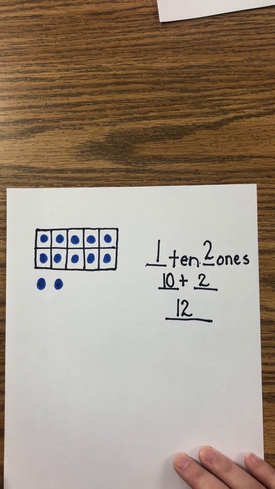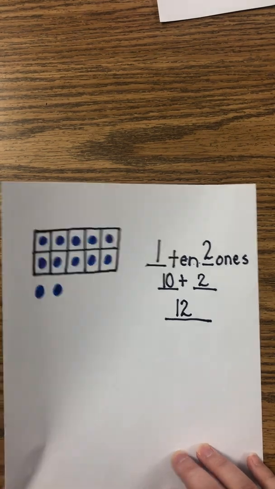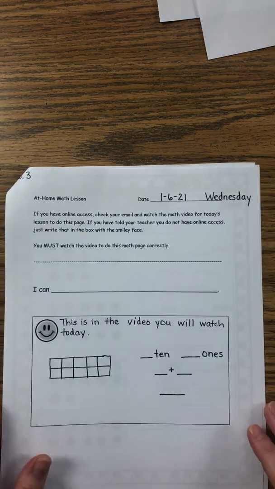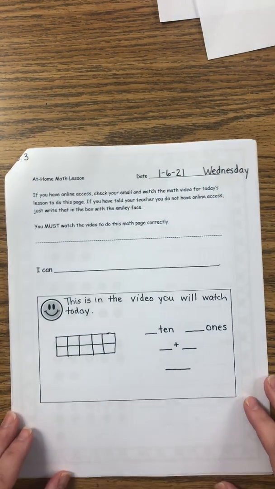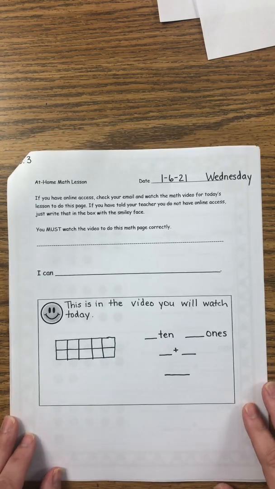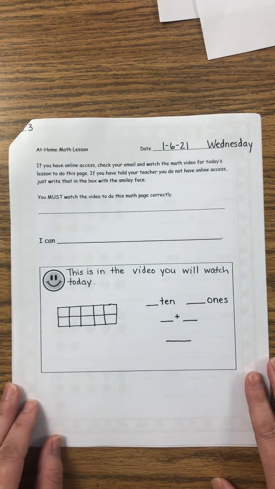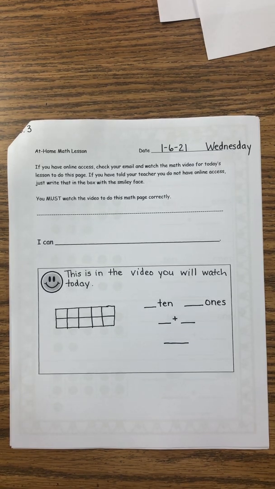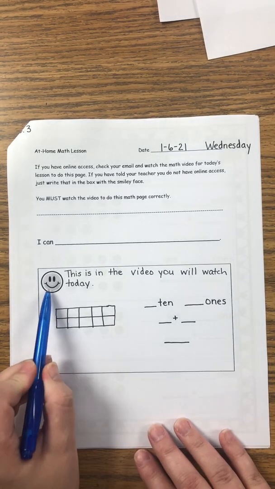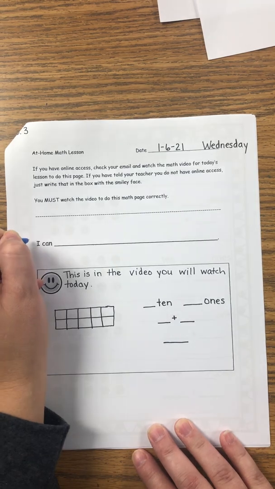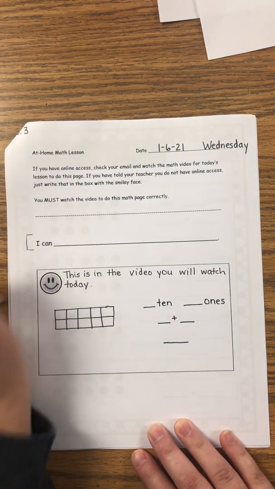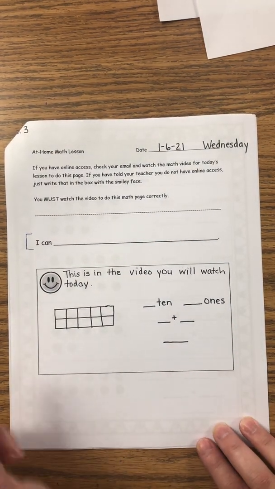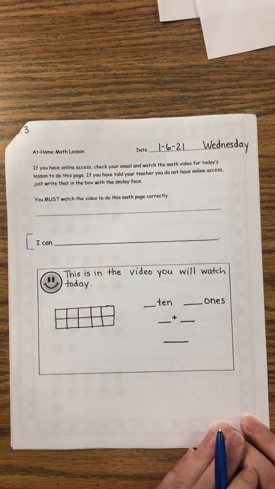Okay, now I'm going to let you do one on your own. You're going to need to get your math packet for this. And you're going to find the at-home math lesson. Looks like this for Wednesday. Now you'll fill in this box with the smiley face here in just a minute. But we're going to write our I can sentence first, okay? We're going to write I can, that's already there.